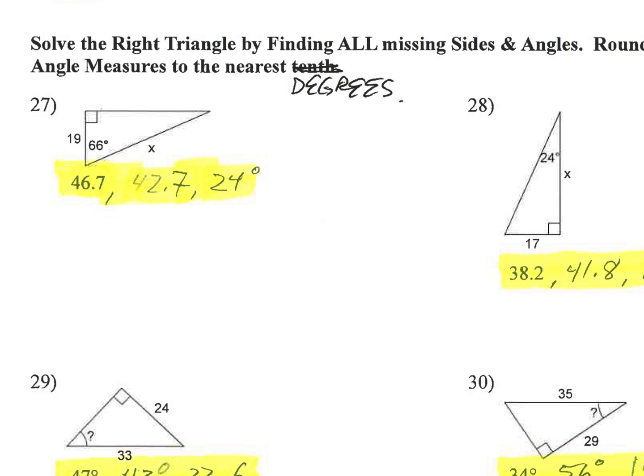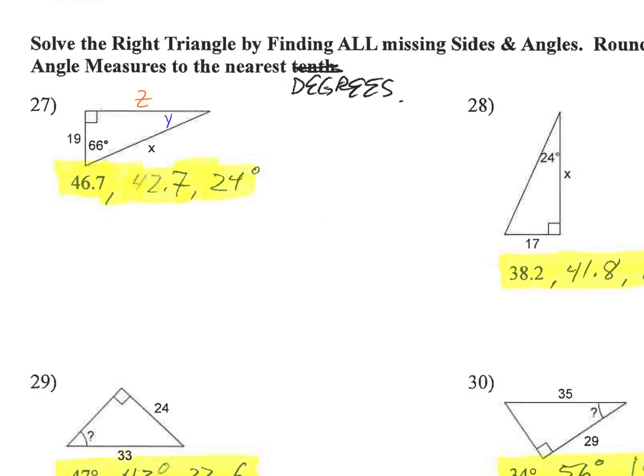All right, 27. We're solving the right triangle. We're finding all the missing sides, all the missing angles. And for our purposes, remember, you'll always just have 3 answers: 2 missing sides and an angle, or 2 missing angles and a side. So on this one, we have 2 missing sides and an angle, and I recommend labeling them X, Y, and Z. They labeled one X for you, so I'm going to call this one Y, and then I'm going to call the missing side Z.